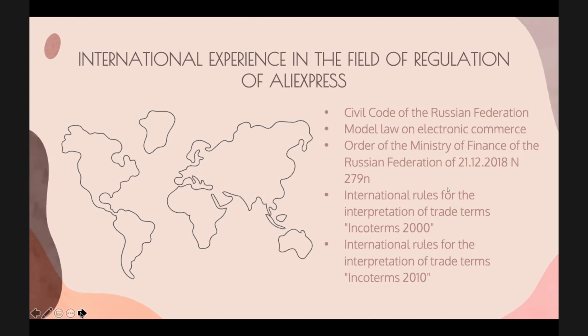There is also a model law on electronic commerce and the order of the Ministry of Finance of the Russian Federation number 279. But we cannot be guided only by the Civil Code of the Russian Federation since our delivery is international. Here we come to the aid of documents called International Rules for the Interpretation of Trade Terms, Incoterms 2000 and Incoterms 2010. These documents define the terminology and, for example, the time of transfer of risk during delivery. On the slide, you can see the examples of legal acts that regulate the civil legal relations in the world.